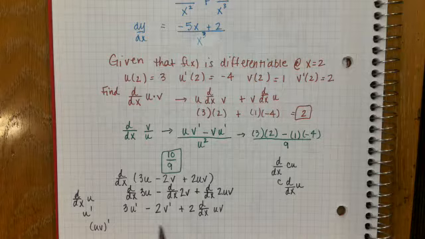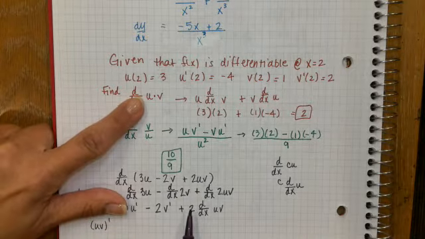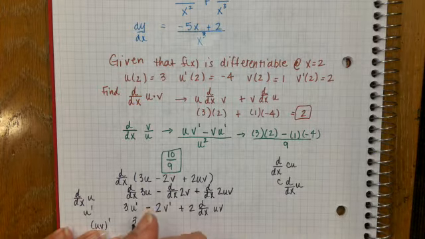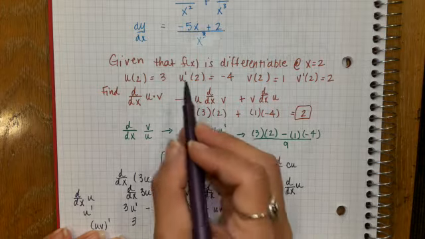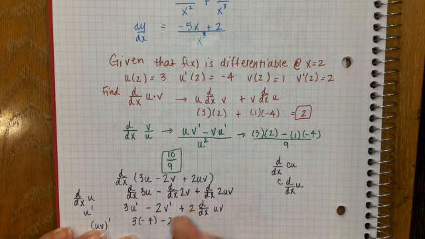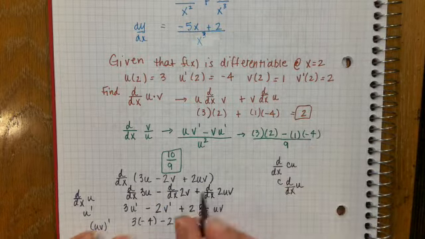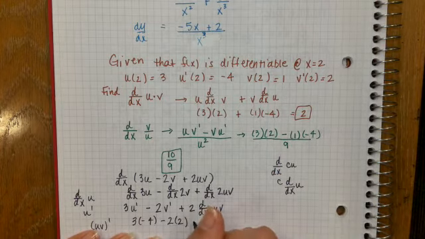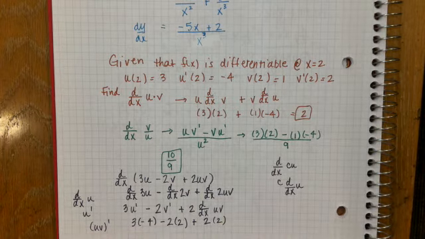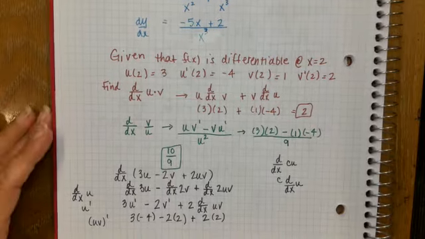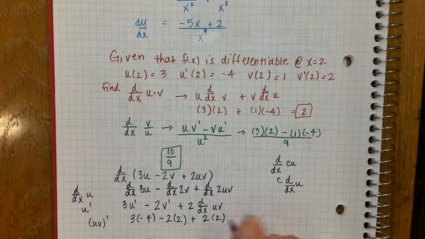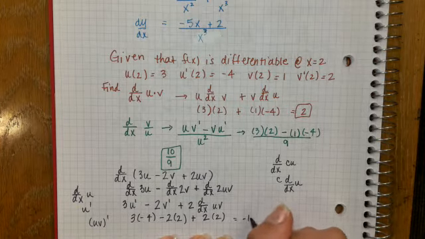Thank goodness, we already did that. We already did u times v, and we already know that's 2. So 3 times u prime, which is negative 4, minus 2 times v prime, which is 2. Way too many 2's in these problems. Plus 2 times the derivative of uv, which is, guess what, 2. It's like the only number we know how to use. That's negative 12 minus 4 is negative 16, plus 4 is negative 12.